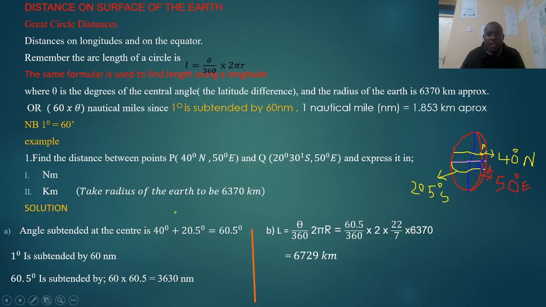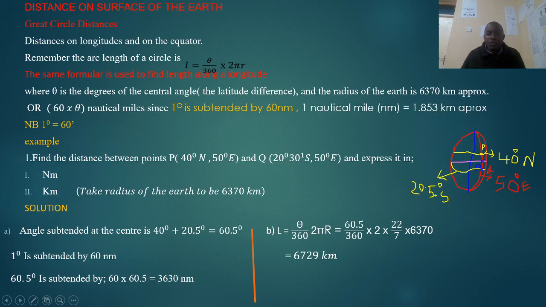And in kilometers, we use the formula theta all over 360 times 2 pi r. So this will be equal to the 60.5 that we have got, all over 360, times 2 times 22 over 7 times 6370. If you use your calculator and do it correctly, you will find 6729 kilometers. That is the distance in kilometers.